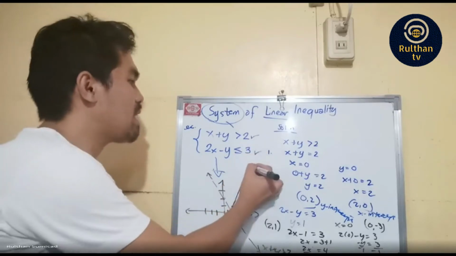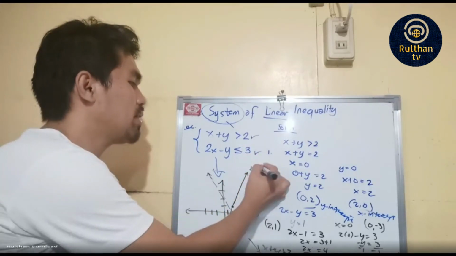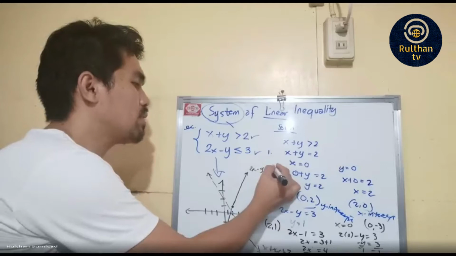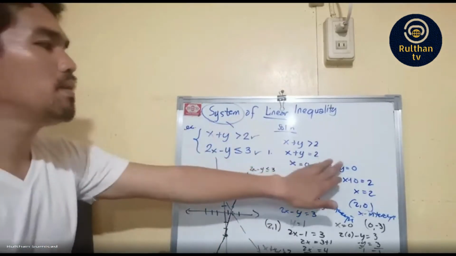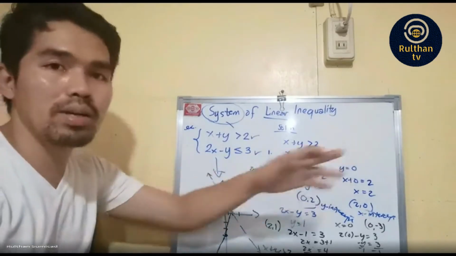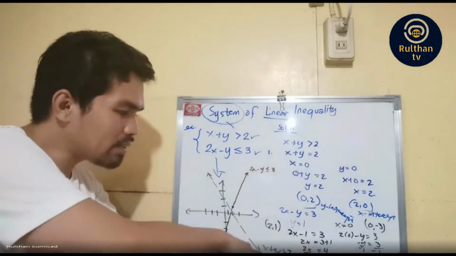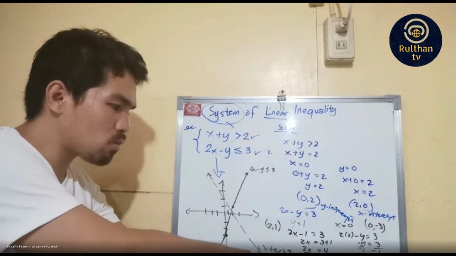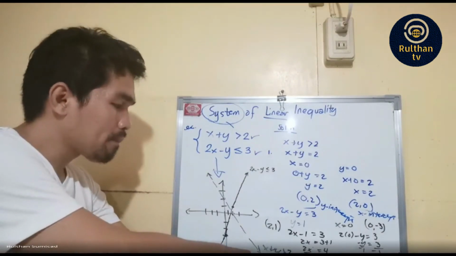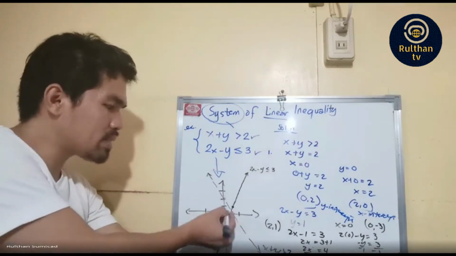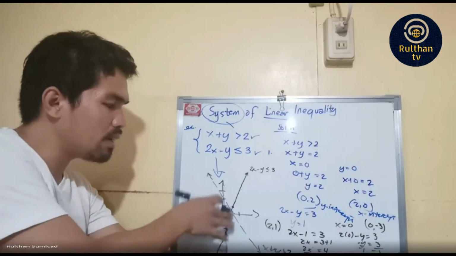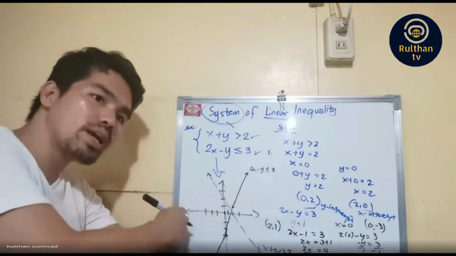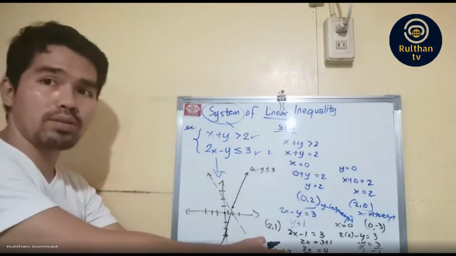Okay, label this graph as 2x minus y less than or equal to 3. Now, the next thing that we have to do is test both inequalities with our test point. For this inequality, x plus y greater than 2, I'll test with the origin. I'm going to test whether the solution for this inequality, the broken one, goes here or there. So that's what we're going to check.